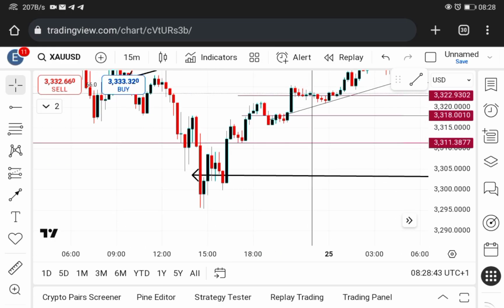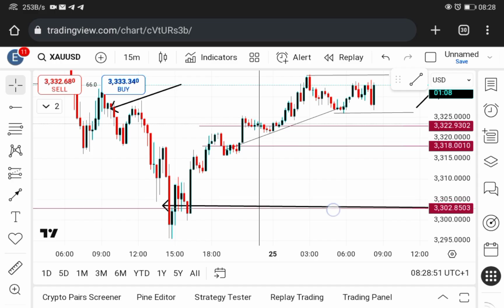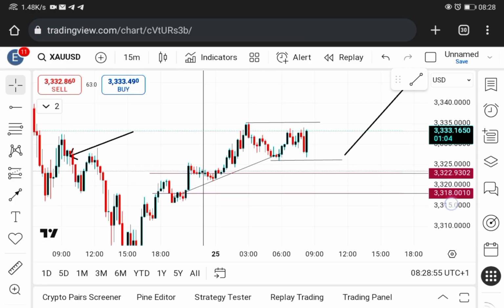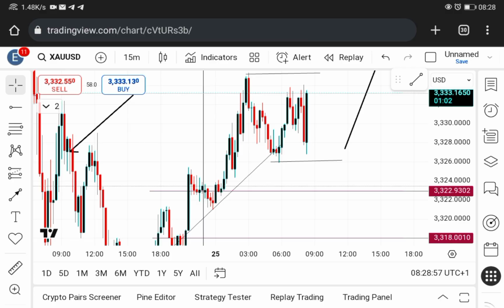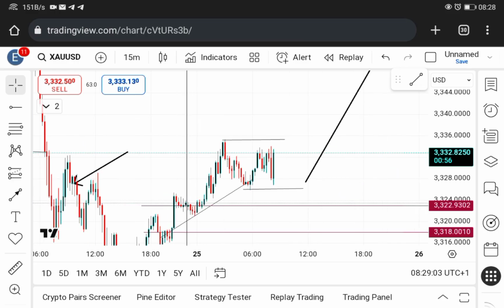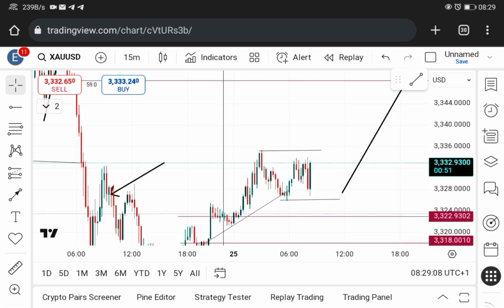As it broke back down, I was still waiting to take a buy trade to the upside, but this market did not retest and give me the opportunity to take the buy trade. So I was still waiting. This is gold, you have to follow it with a clear mind. So that was what happened yesterday.